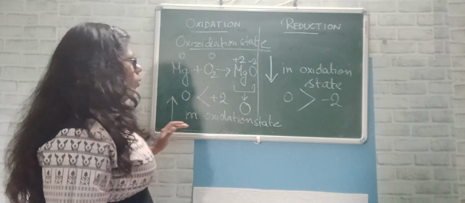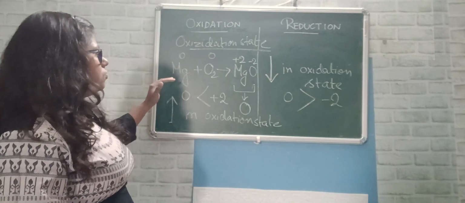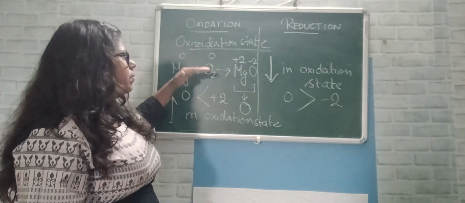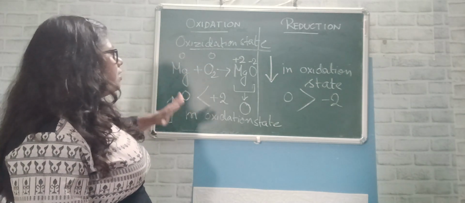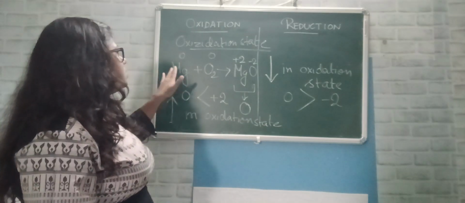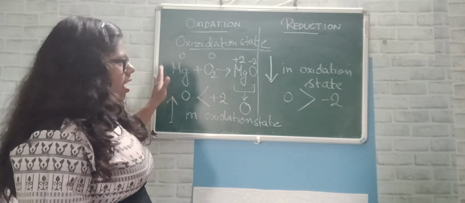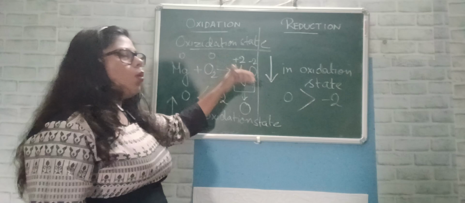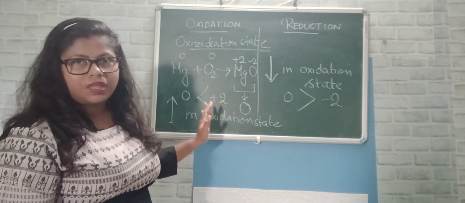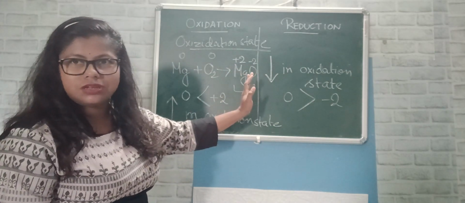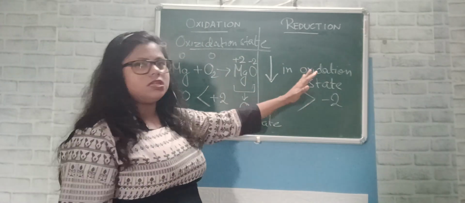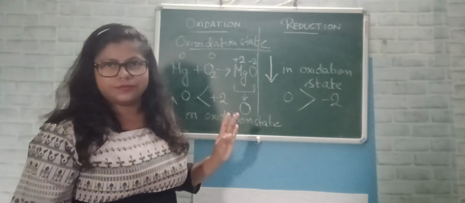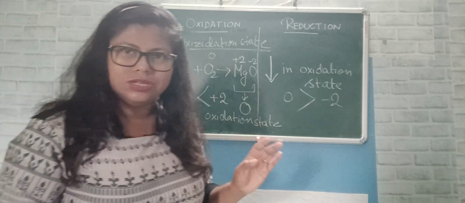Understood? Now, how will you judge? If you see a reaction like this, you have to understand in the reactant side what its oxidation state is, and in the product side what its oxidation state is. If there is an increase in oxidation number, then it is oxidation. If there is a decrease in oxidation number, then it is reduction. Understood? Okay.